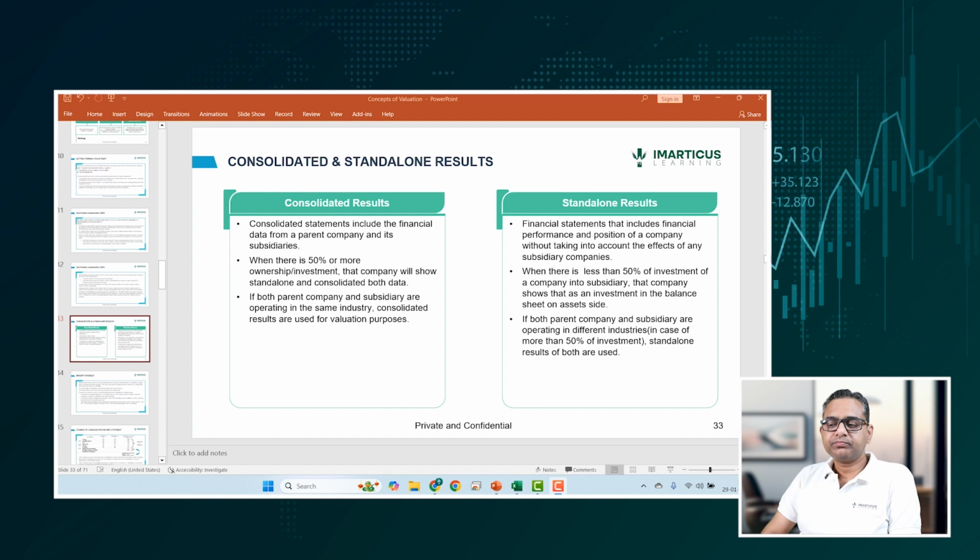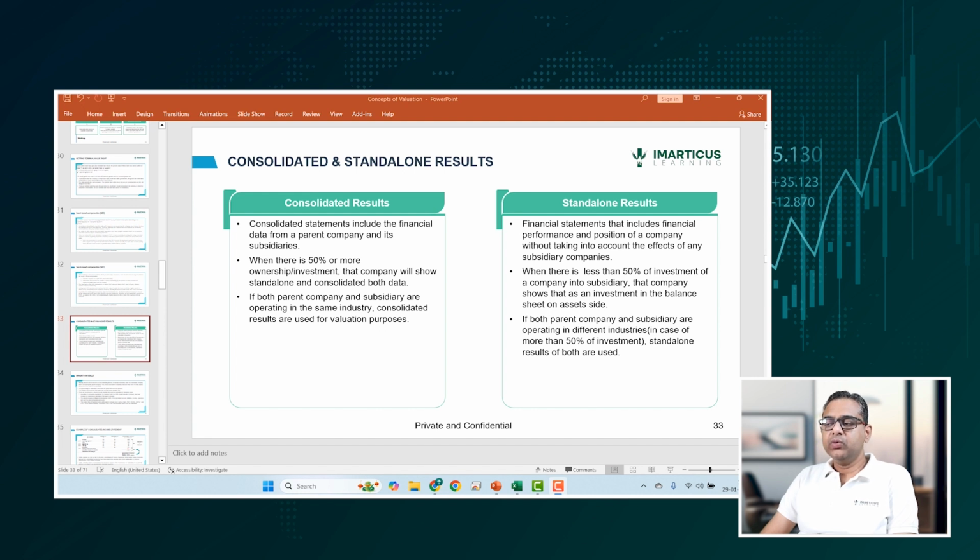So if we are looking at companies which have invested more than a 50% stake into other companies, and those subsidiary companies also operate in the same business as the parent company, then we are fine to go ahead and look at the consolidated results directly. But if the subsidiary companies are in a different business, then we should value them separately. Then we should do more of a sum of parts valuation.